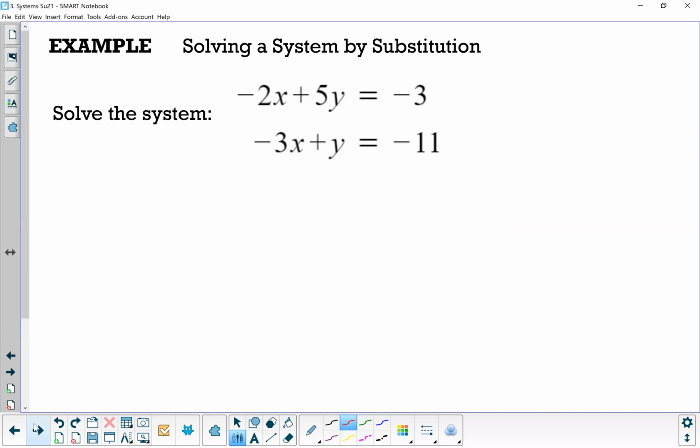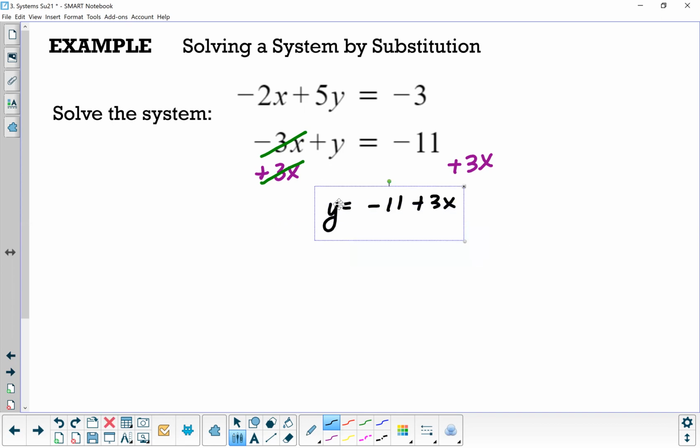All right, so you see here for the second equation, although we don't have an equation where it's equal to x or equal to y, we can see in the second equation it's fairly simple to solve for the variable y. So what I'm going to do here is add 3x to both sides. And so I get y is equal to negative 11 plus 3x. And that is what I am going to use to substitute. All right, so I'm going to substitute that into the first equation.